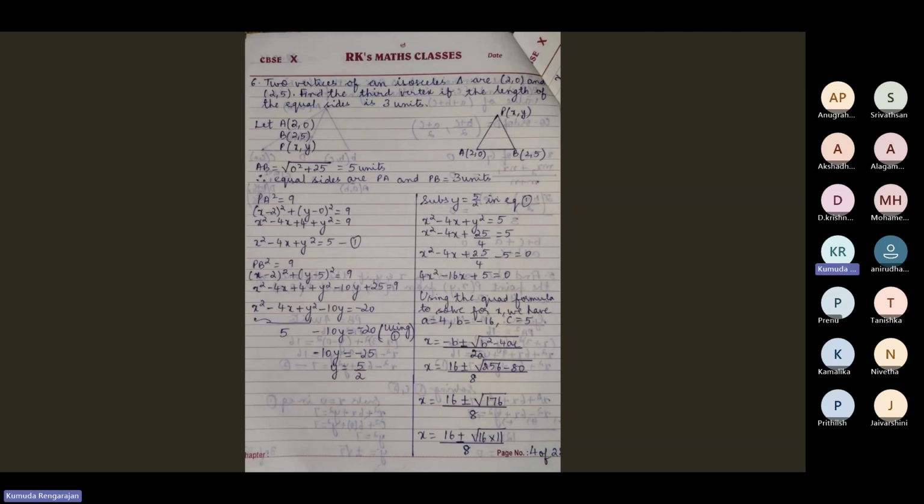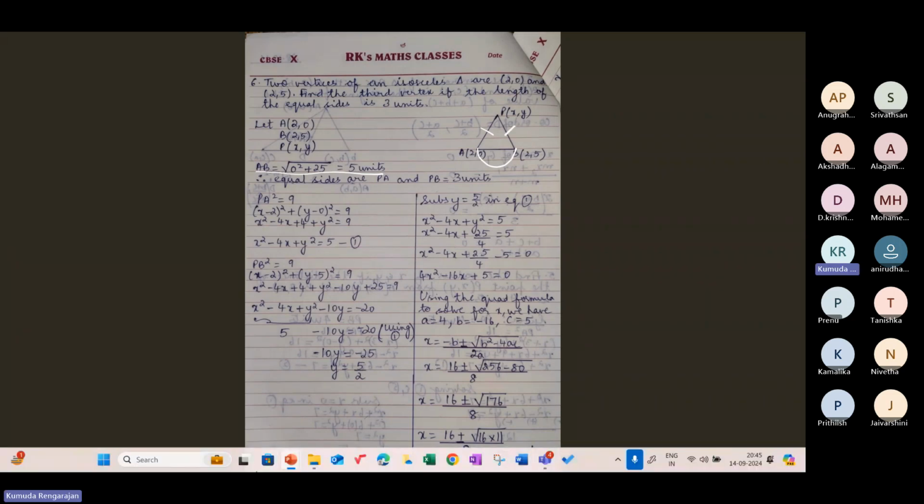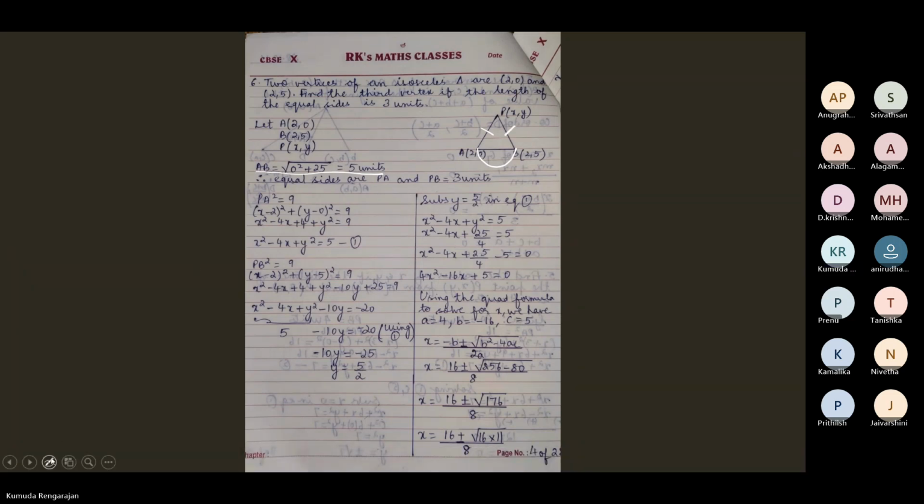So with the given information, we can find this distance AB. What is AB? 5 units. Because equal sides is 3 units, no? See, it's given that the equal sides are 3 units. Now, when you find the distance between these 2 points, you get 5 units. So AB is 5 units. The equal sides are 3 units. That means these 2 sides are equal and they're equal to 3 units each.